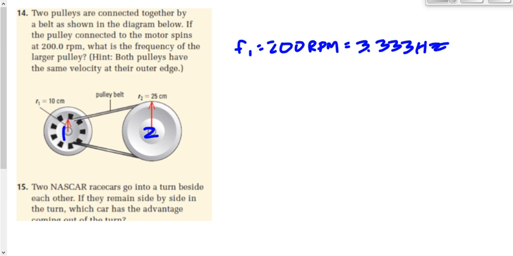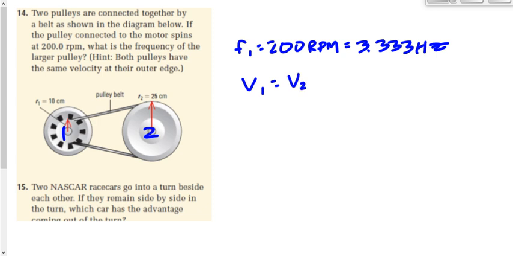Oh, look, they gave me a big hint here. Both pulleys have the same velocity at their outer edge. That's quite true, actually. They've made a mistake with that. They're close, but both pulleys do not have the same velocity at their outer edge. Both pulleys have the same speed at their outer edge. Velocity is always changing because of direction, right? But the speed is the same. All right, so let's say this. Let's say if object number 1 has the same speed as object number 2, let's set them equal.